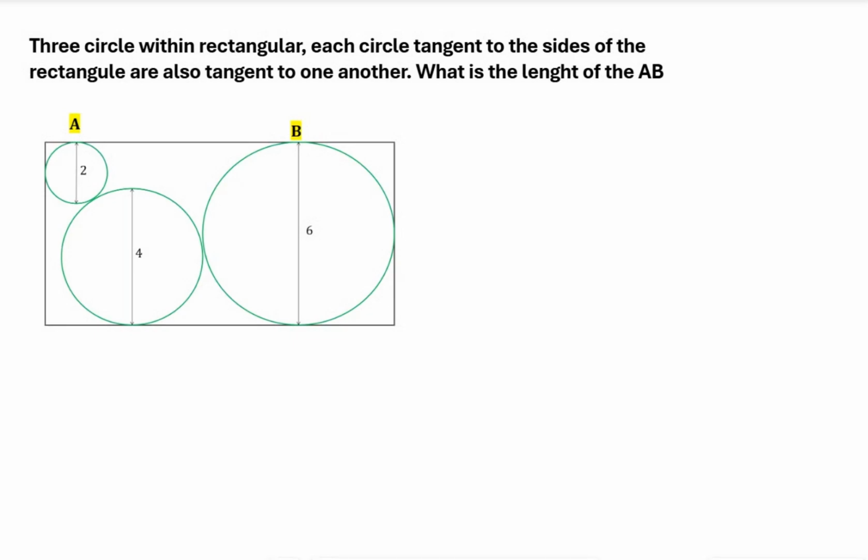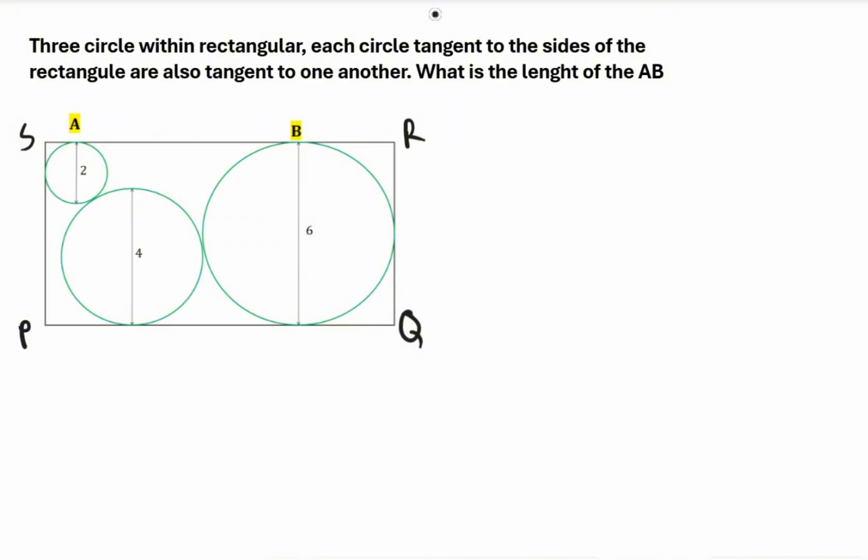Welcome. Here, the problem: there are actually three circles within a rectangle. Let's say this is a rectangle PQRS, and within this rectangle there are three circles.